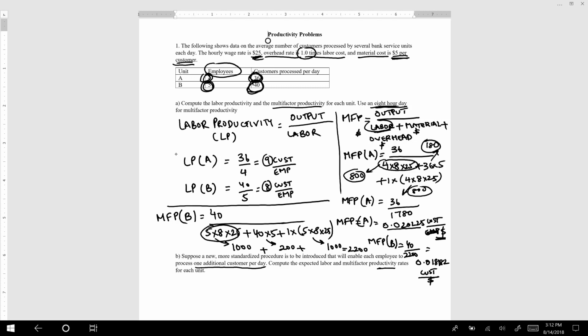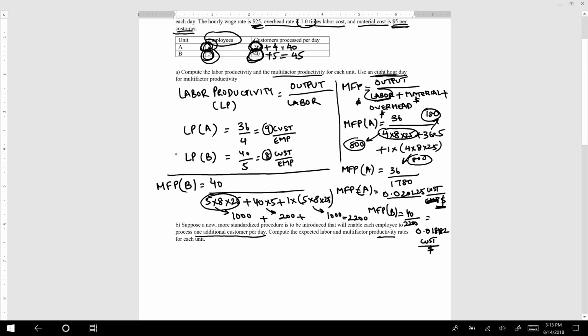So 1 additional customer each employee will do. So for unit A we have 4 employees, that means they will process 4 more. So our new output would be 40 for unit A. For unit B we have 5 employees, each will process 1 additional customer, so this will be 45.